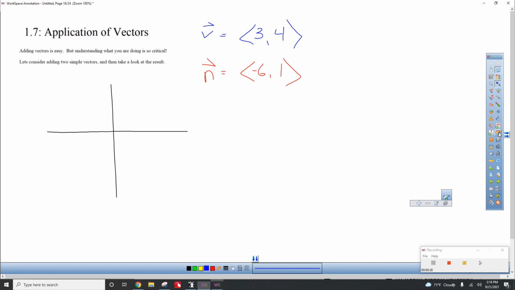But first, let's just look at adding vectors. What does that give us? So if V is right 3 and then up 4, V could look something like this. Now remember, they don't have a position. So if we put n at left 6 down 1, left 6 and down 1. No, left 6 and up 1.